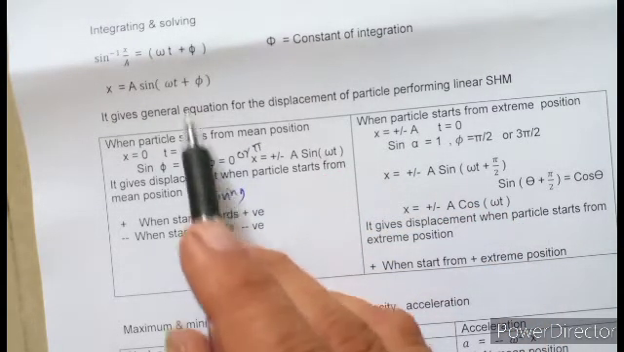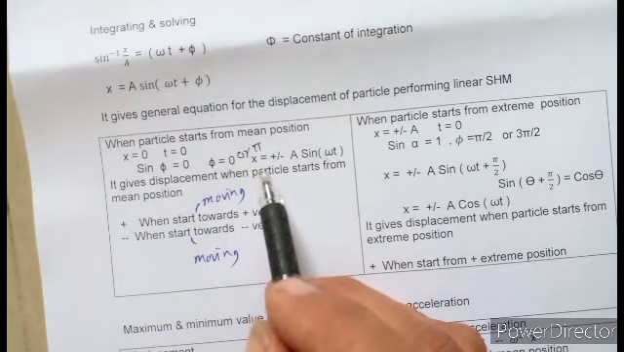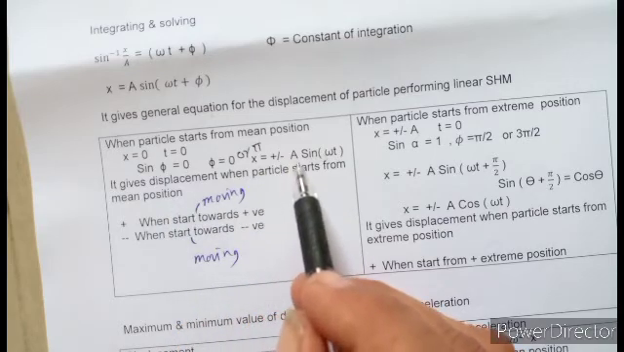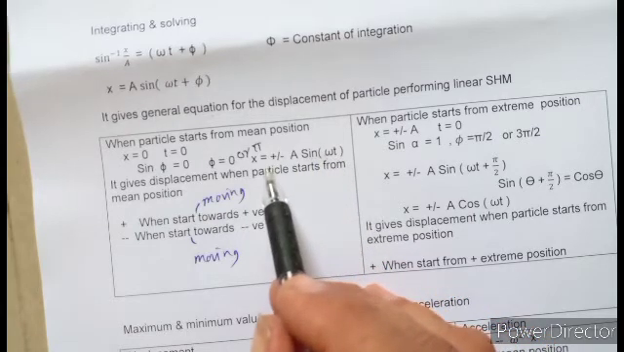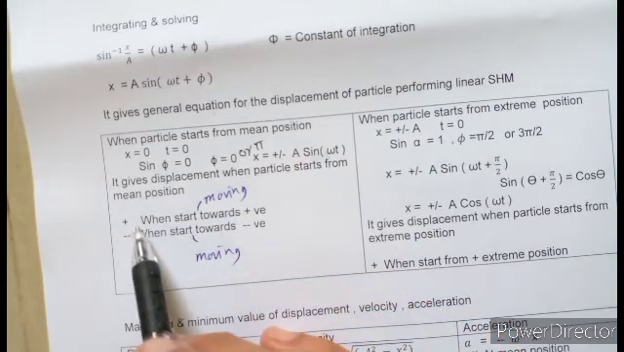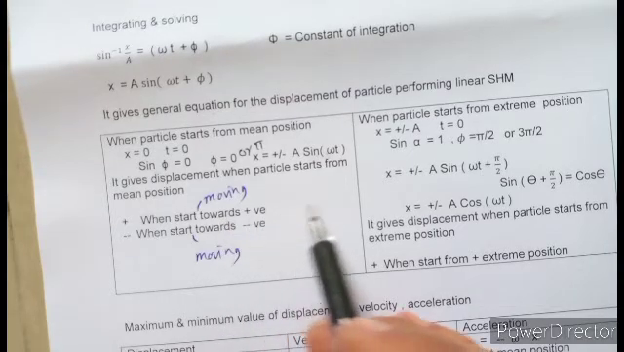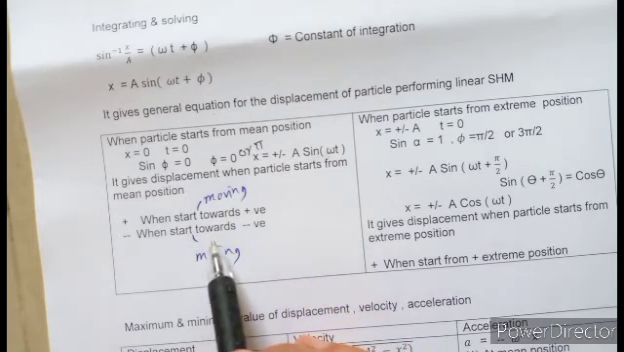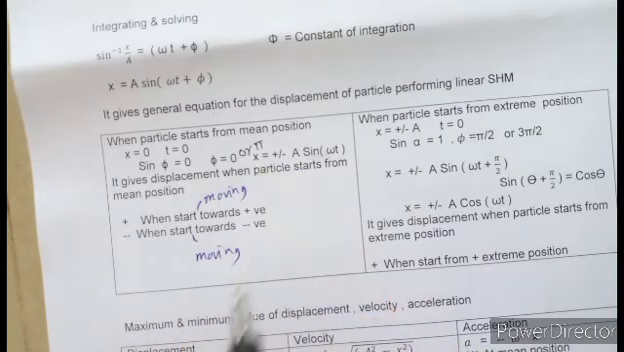Substitute the value of φ as 0 in the above equation, then we get the general equation of displacement when the particle starts from the mean position: x is equal to plus or minus A sin ωt. We take it as positive when the particle starts moving towards the positive direction, that means towards the right side, and when it starts moving towards the negative, that means towards the left side, then we take the displacement as negative.